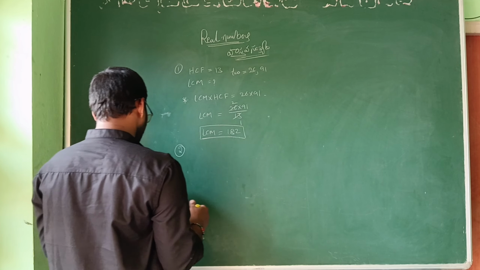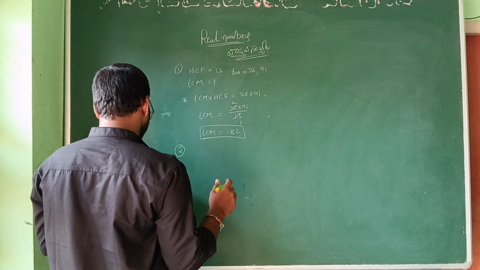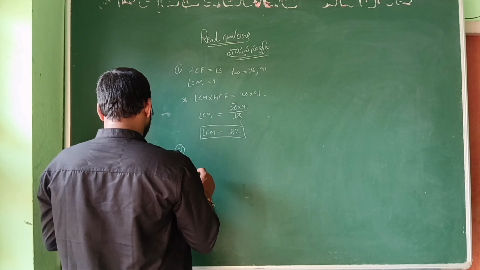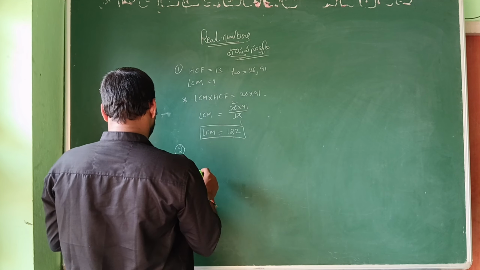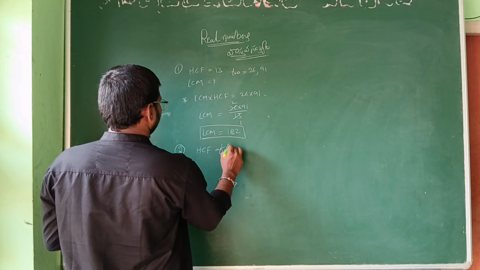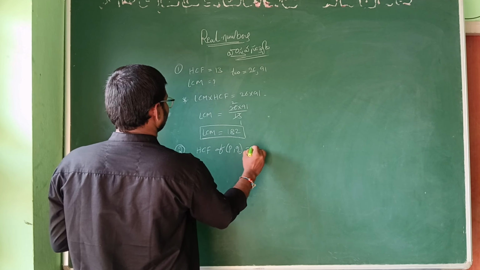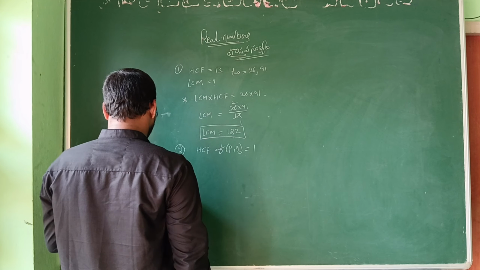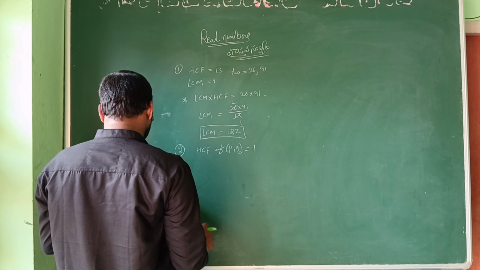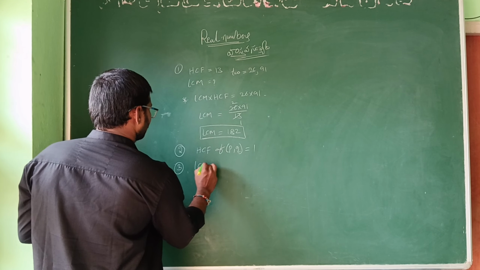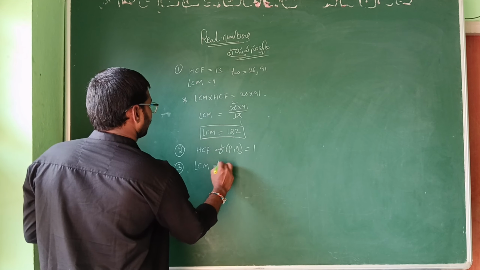P, Q are two consecutive natural numbers. Then what is the HCF of P, Q? Consecutive natural numbers. What will you get? I already told you: the HCF of two consecutive numbers is 1. HCF of two consecutive numbers is 1.